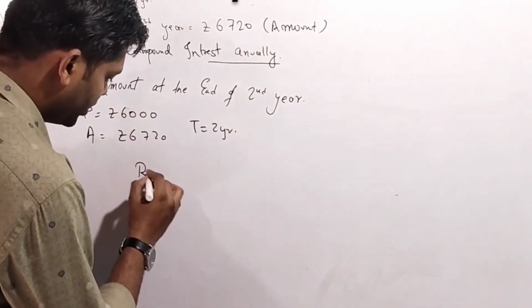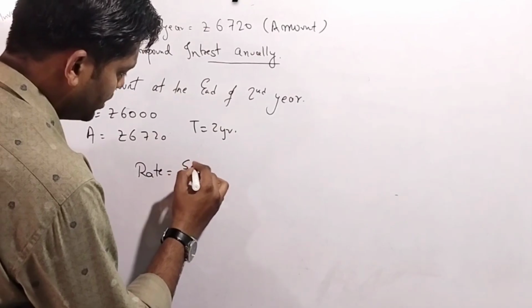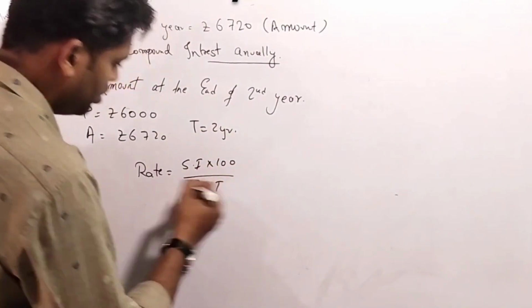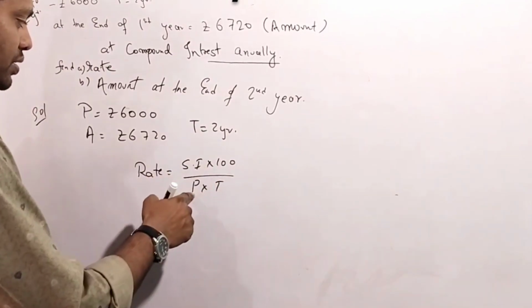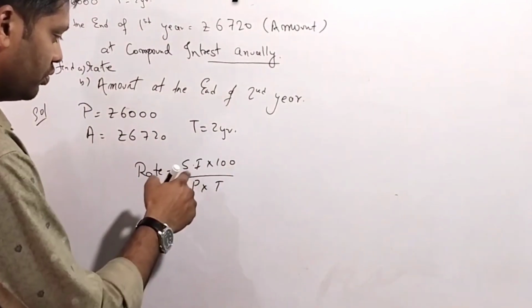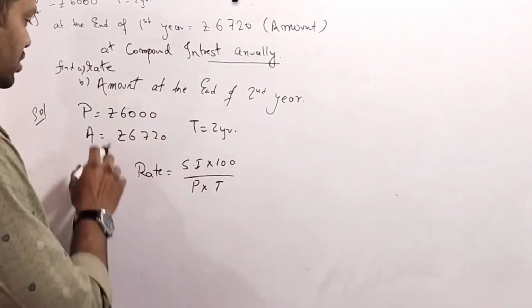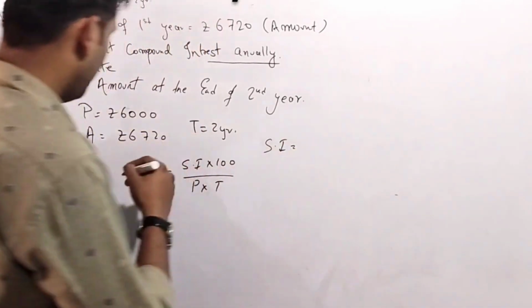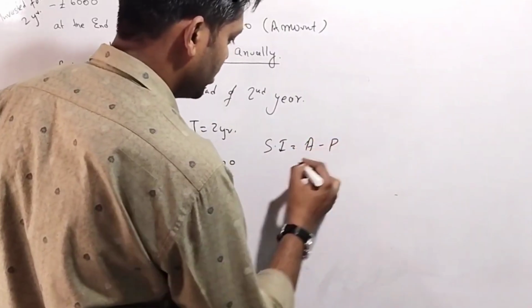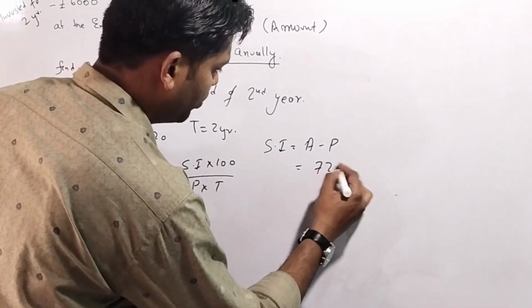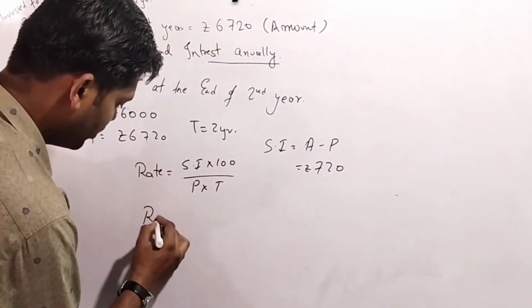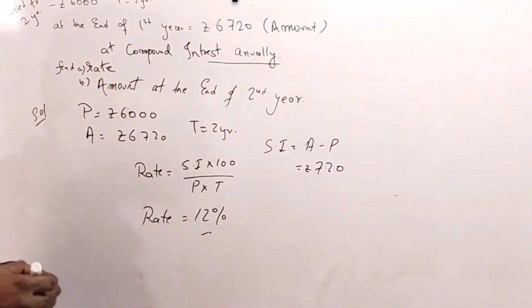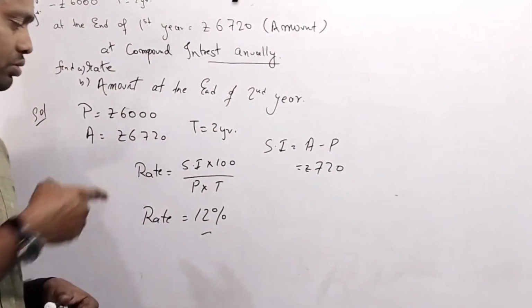So how to find out the rate? The formula for rate of interest is rate is equal to SI into 100 by P into T. P I am having, T is there, what about SI? Now you tell me how to find out SI by using A and P, you know that one. Simple interest is equal to amount minus principal, so the answer will be 720 rupees. So when you calculate, you are going to get 12%. I have already calculated. So this is the answer.